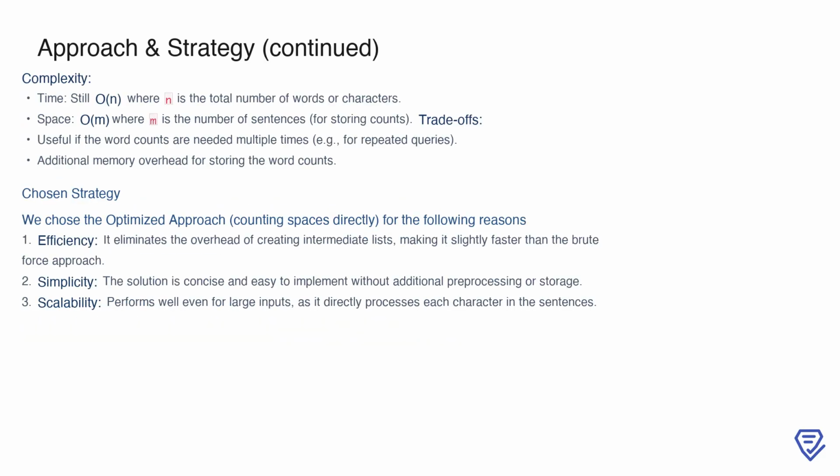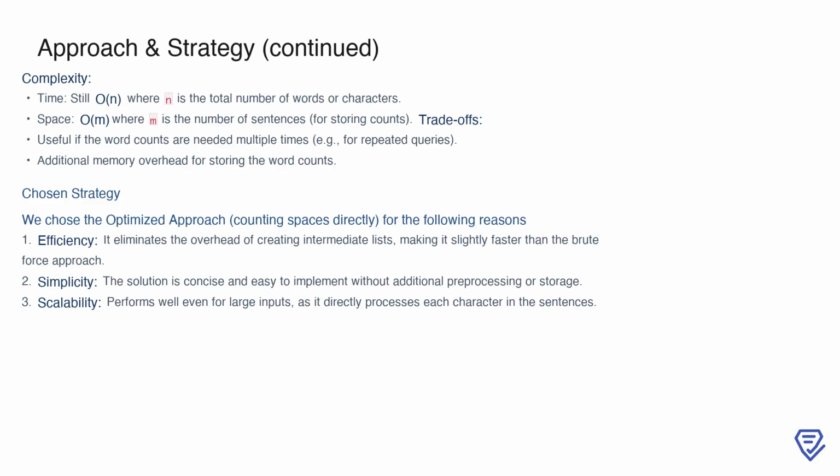Now let's analyze the pre-processing alternative further. While its time complexity remains O(n), since we still process each sentence once, the space complexity increases to O(m), where m is the number of sentences. This is because we store the word count for each sentence in a separate list. This trade-off can be worthwhile if the word counts are needed multiple times, such as in scenarios with repeated queries or additional computations. However, for our problem, this approach introduces unnecessary memory overhead, as we only need the maximum word count and do not require word counts for individual sentences afterward.